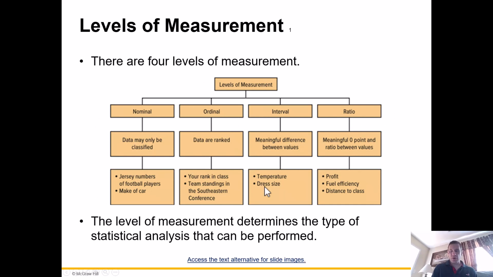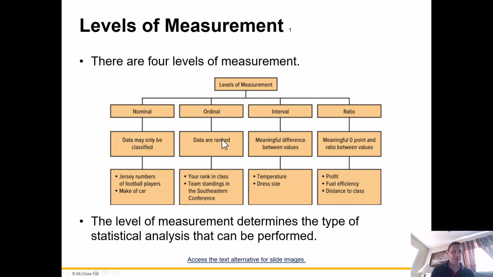Okay, so there are really four levels of measurement. We have nominal, ordinal, interval, and ratio. So let's take a minute and talk about these. If nominal, then the data may only be classified. For example, jersey numbers of football players, or the make of a car, right? So think about nominal as name. The make of a car, it's a Honda, it's a Toyota, a Nissan.